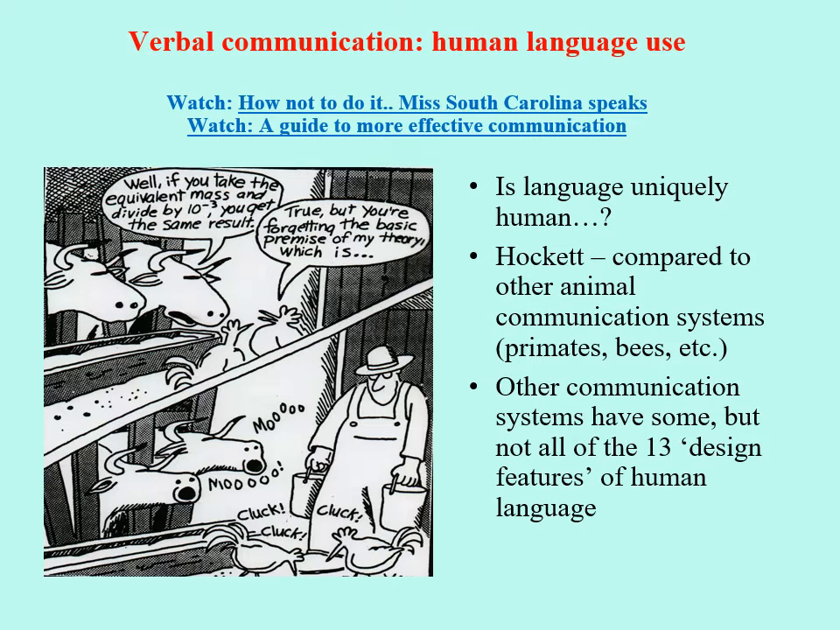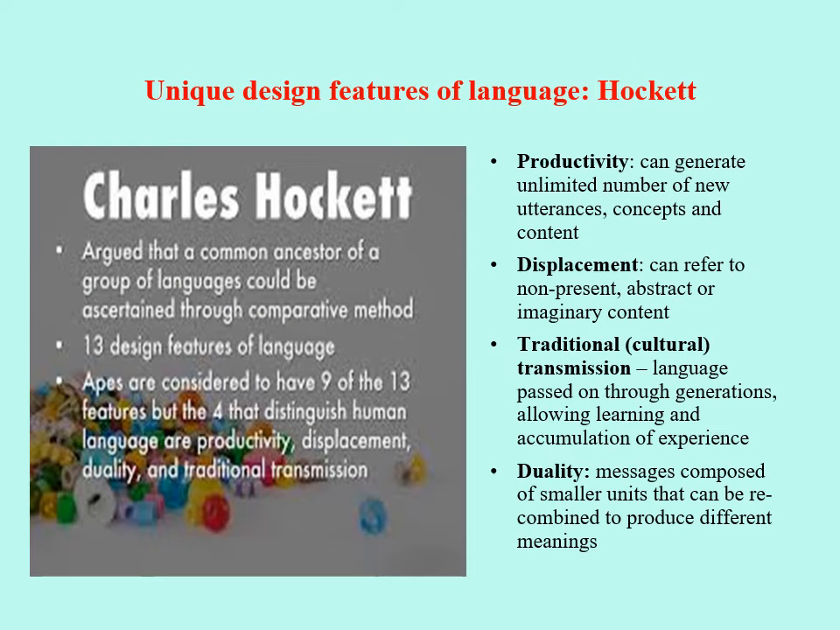Hockett, an anthropologist, identified 13 different design features of the various communication systems. The human language has 13, all of them, but only 4 of them are unique to humans. These are the following. Only human language has productivity, or the ability to generate an unlimited number of new utterances, sentences, and concepts based on a limited number of words.